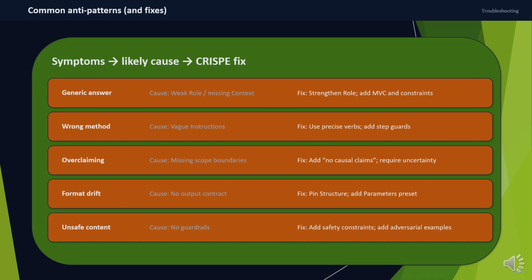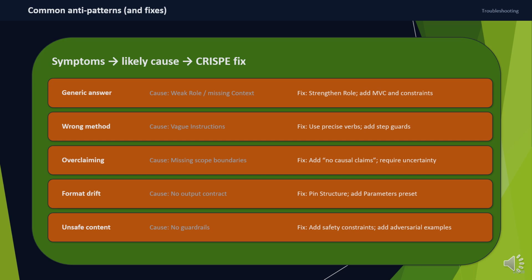This slide is a practical troubleshooting map for CRISPE. When an output fails, treat the failure as a symptom and map it to the CRISPE component most likely responsible. This reduces trial and error by focusing revisions on the part of the prompt that actually controls the outcome. The bugs and fixes analogy helps explain the approach.